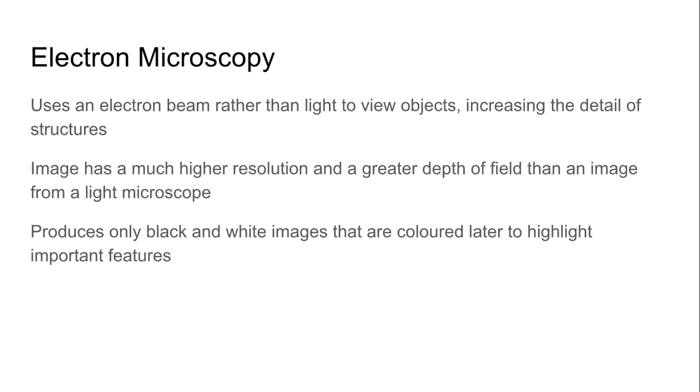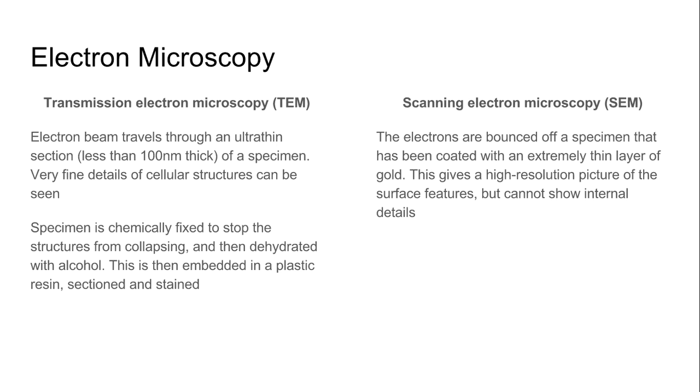We then move on to the electron microscope, which uses an electron beam rather than light to view objects, which does increase the detail of structures which can be seen. The images which are produced are a higher resolution, and we can get a greater depth of field than from a light microscope. However, it does only produce black and white images which can be colored later using different software.